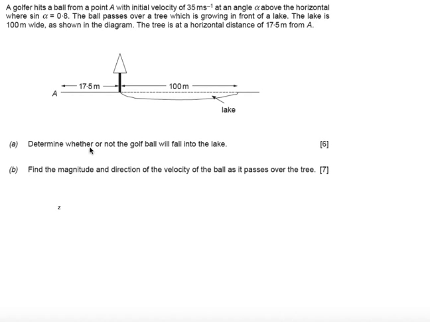So first thing we want to do is determine whether or not the golf ball will fall into the lake. In order to do this, I want to organise a couple of bits of information. First bit of information is just to actually look at the horizontal and vertical components of our velocity. We're told that it starts off at 35 meters a second at an angle of alpha.